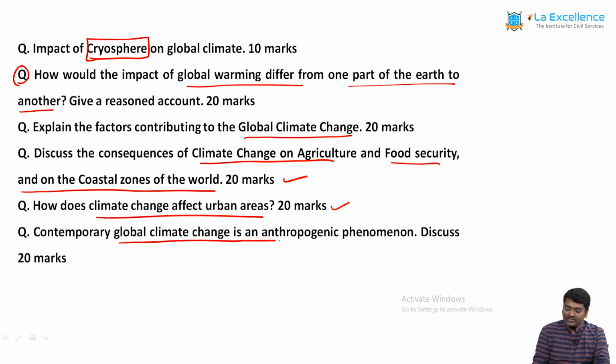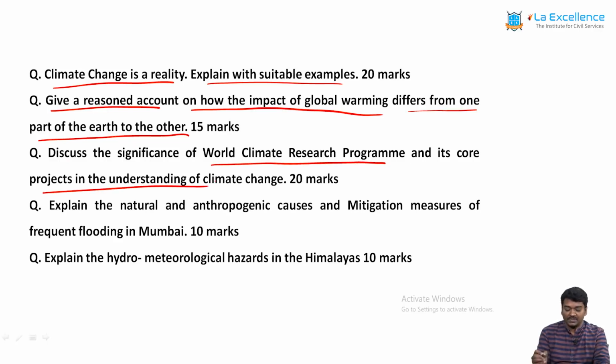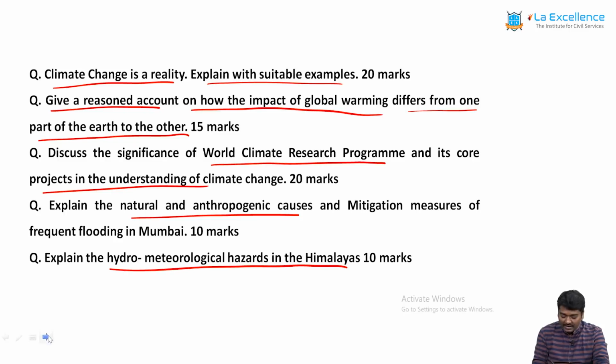Contemporary global climate change is an anthropogenic phenomenon. The meaning of that is release of greenhouse gases and all. Climate change is a reality. Explain with suitable examples. Where is it occurring? How is it occurring? Those things come into picture. Discuss the significance of World Climate Research Program and its core projects. Explain the natural and anthropogenic causes. Hydrometeorological hazards in the Himalayas.